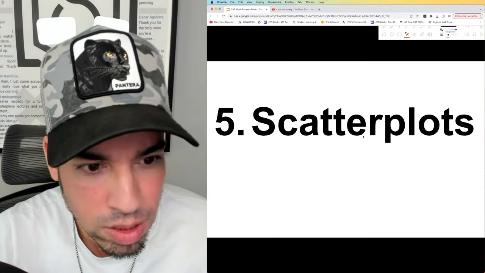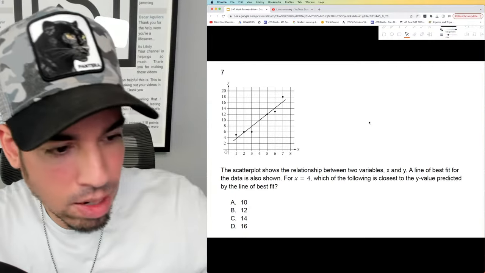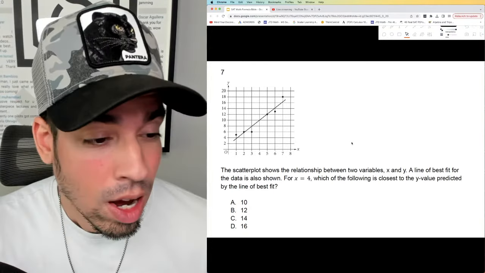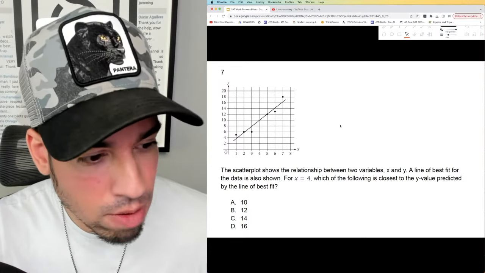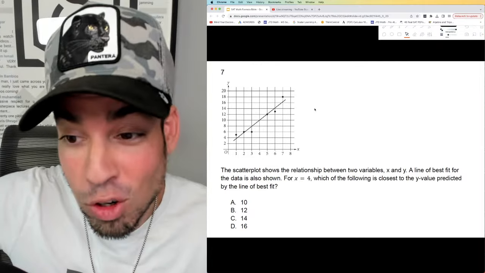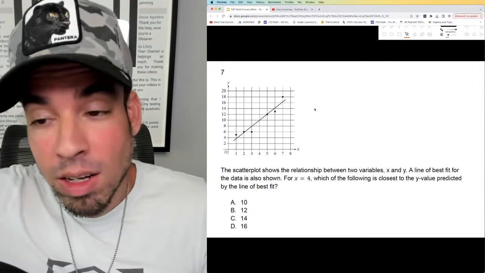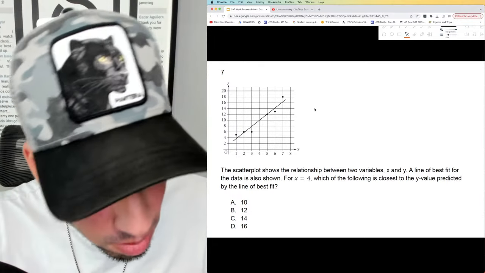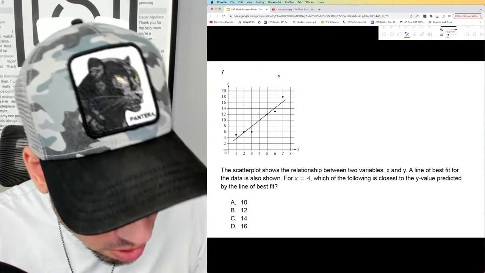Okay, here we go. Scatter plots. This is a new category that I've added because I noticed this a few times in the last test. So I'm saying, hey, be on the lookout for some of these scatter plot problems. Literally two right in the same section. I don't know if that's a trend that is going to pop up again. And watch my previous prediction video just to cover your bases. But scatter plots, I'm feeling pretty confident we're going to see some scatter plots.